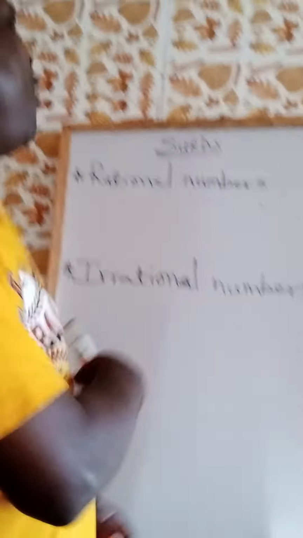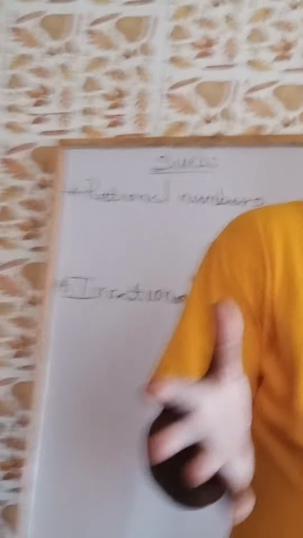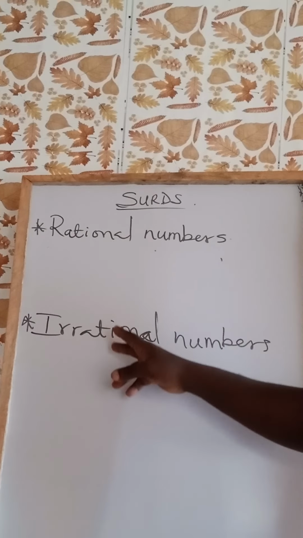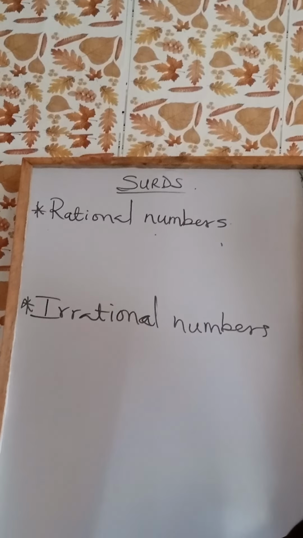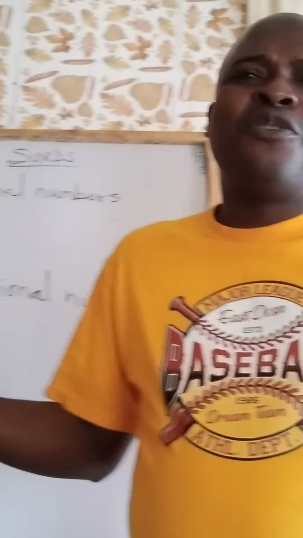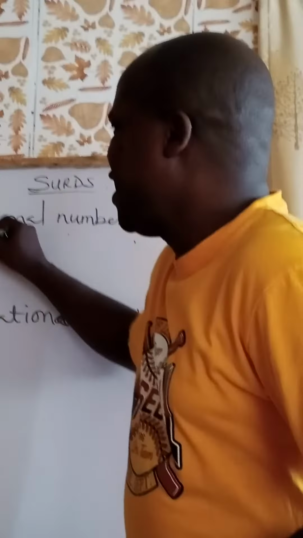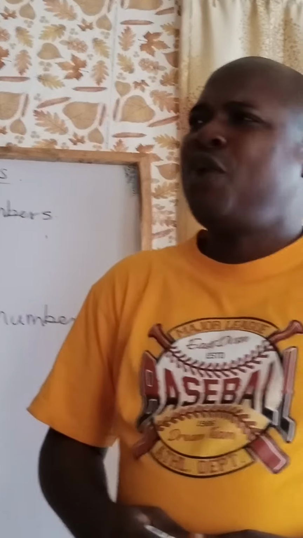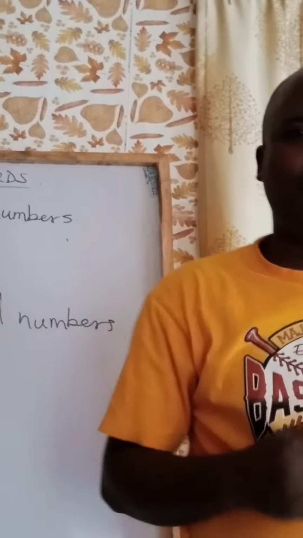The topic before us today is surd. Before we go into full details on surd, we need to consider rational and irrational numbers. What are rational numbers? Rational numbers are numbers that can be expressed in terms of A all over B, as in a fraction. But rational numbers are also numbers that have an ending value.